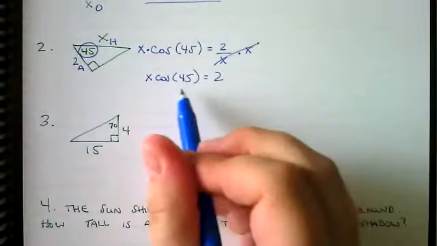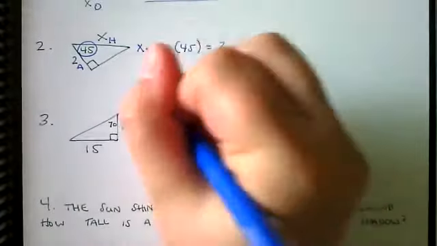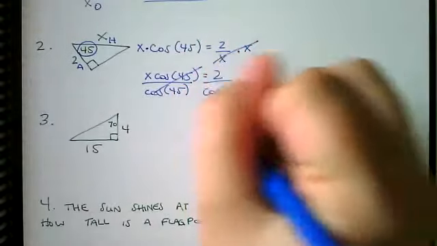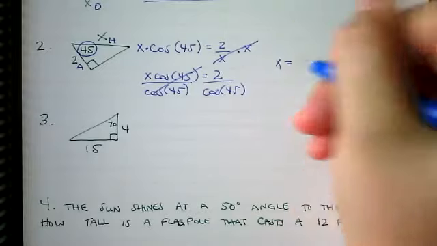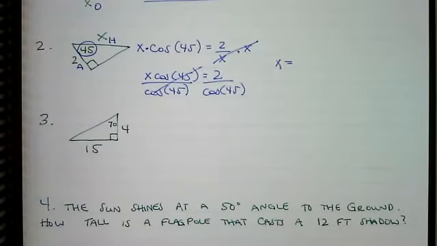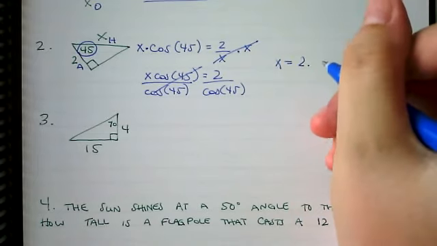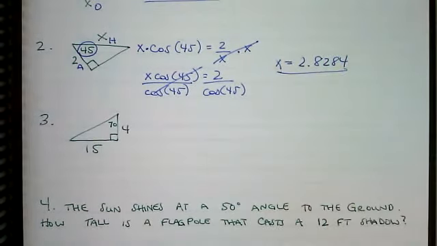But I want to get the x by itself, so I need to divide both sides by cosine of 45 so that those cancel out. Then I'm just typing this right here into my calculator, 2 divided by cosine of 45 to get my x value. And again, make sure you are closing that parenthesis around that 45 because it'll automatically pop up with one for you. And we should get 2.8284. And there's our answer.